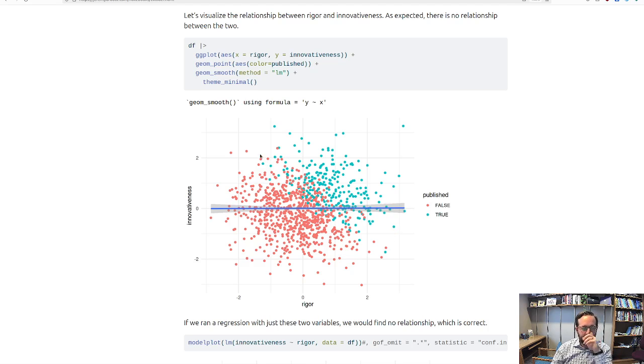It's innovative plus rigorous enough that it could be published, but the threshold happened to be either higher or lower. And then anything right above here is definitely published. Anything down here is definitely not published.